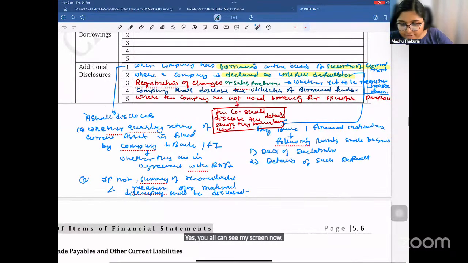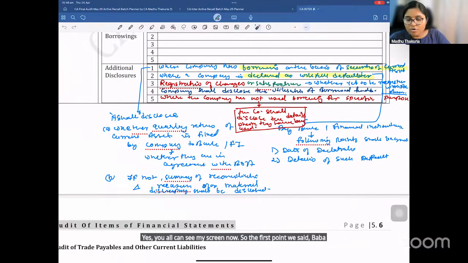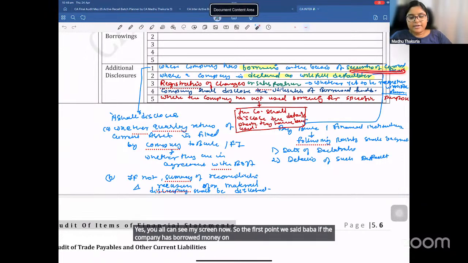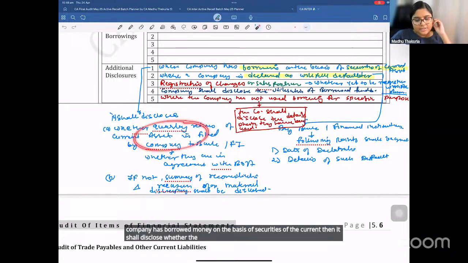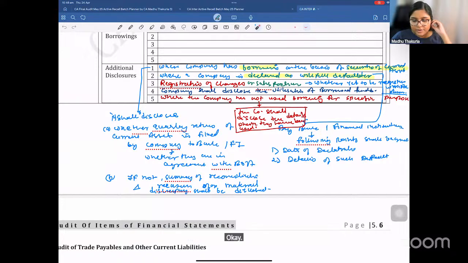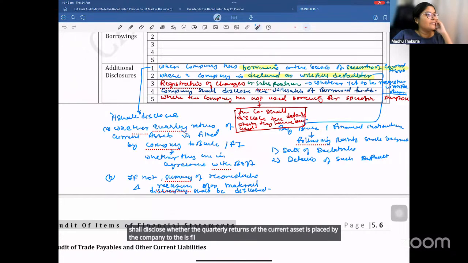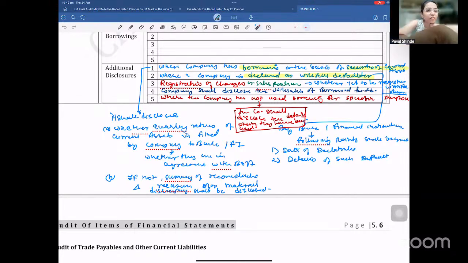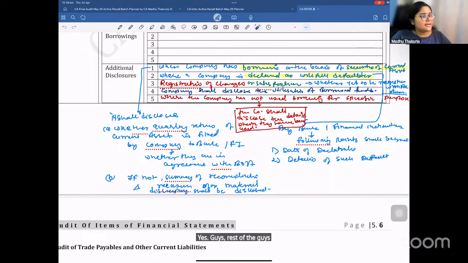So the first point we said: if the company has borrowed money on the basis of securities of current assets, then it shall disclose whether the quarterly returns of the current assets are filed by the company with the bank and financial institution. And not just that the quarterly statement is filed, you will also verify whether it agrees with the books of account.